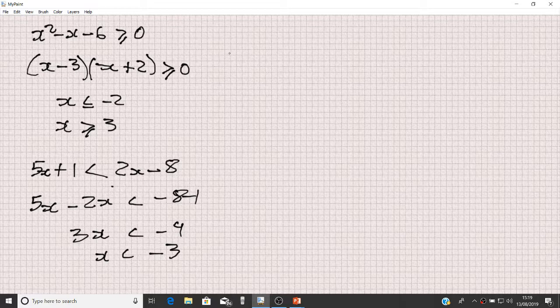So in order to satisfy both of these inequalities, I need to just have a look and see. On the left, we've x less than or equal to -2 and x less than -3. So the final answer, which will satisfy both of these simultaneously, will be x less than -3.